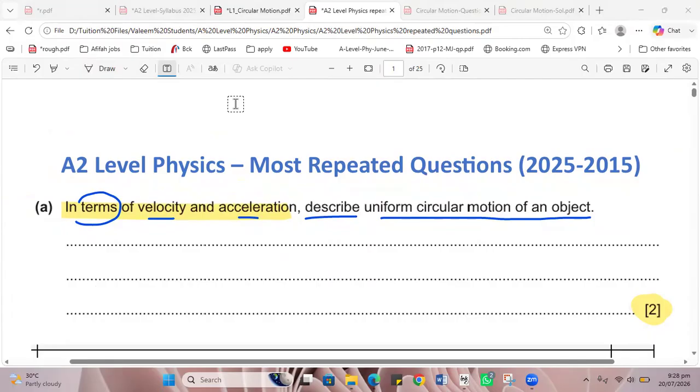Miss, when they say acceleration, do they mean the centripetal acceleration? Yes, because they're talking about circular motion, right? So yes.